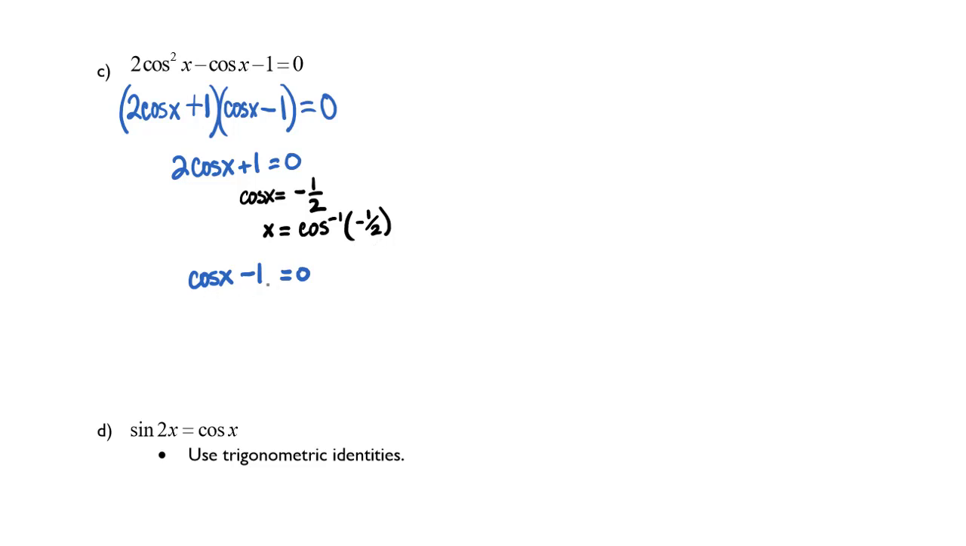In the second binomial, again, I'll solve for the cosine of x function. I get cosine of x equals 1, and then I'll take the inverse cosine to get cosine inverse of 1, and that will give me the angle. From here, I just need to figure out where that is true.